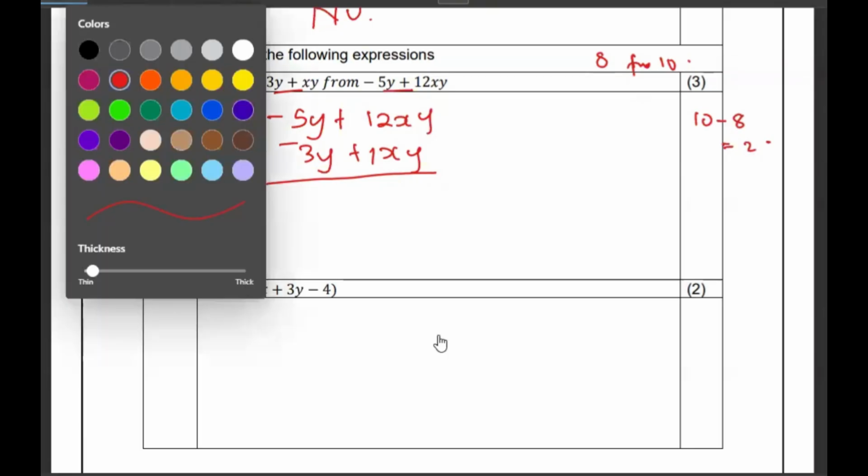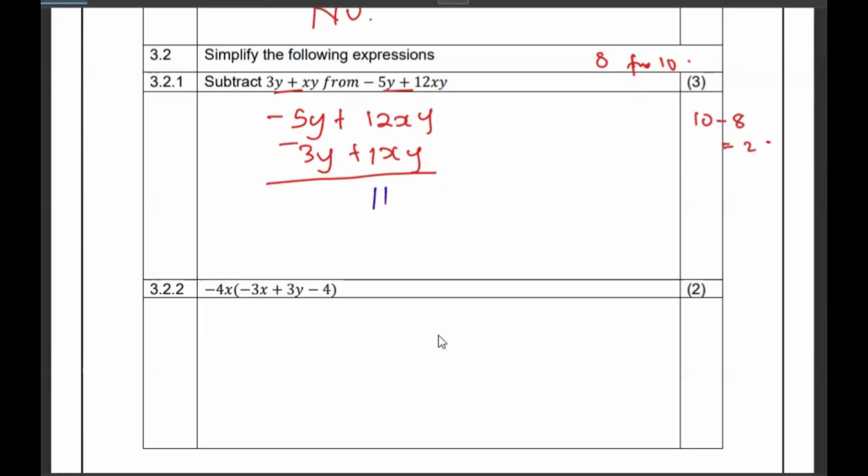So 12 minus 1 gives us 11xy, but this 11 is a positive. No? And then -5y minus 3y. So -5 minus 3 gives us a -8y. So this becomes our answer.